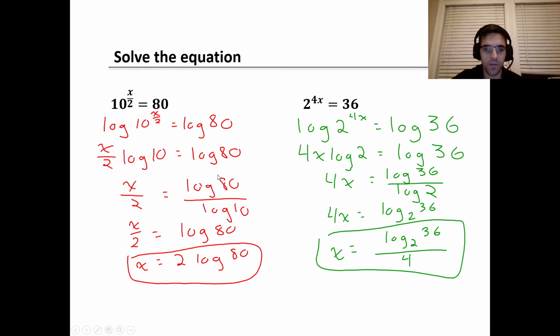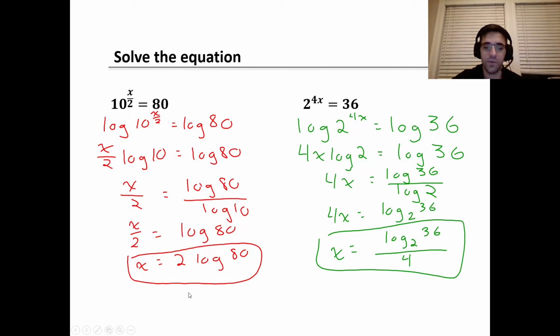Another way to think about that is that log of 10, since it defaults to base 10, is equal to 1. So we could also say this is log of 80 over 1, which is just log of 80. Okay, so a couple ways to think about that. So now we have x over 2 equals log of 80. Multiply both sides by 2, and we're going to call this good enough. If this was a quiz, I would say good enough.